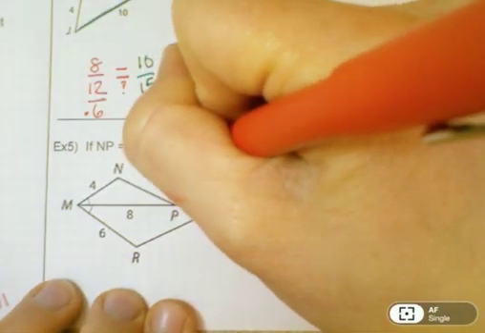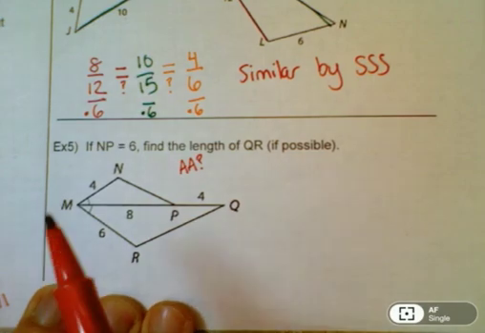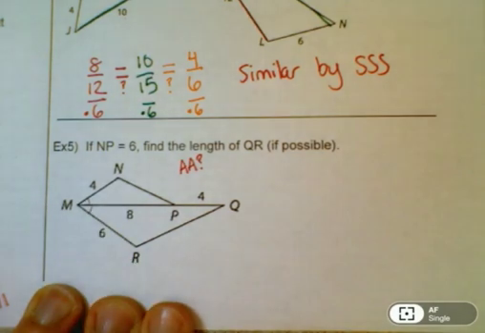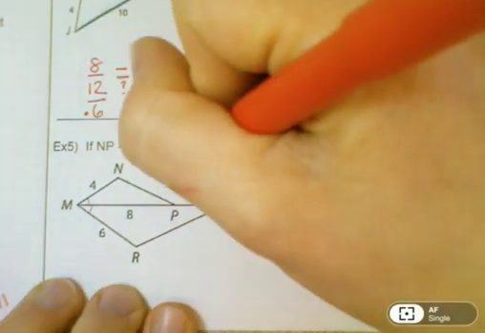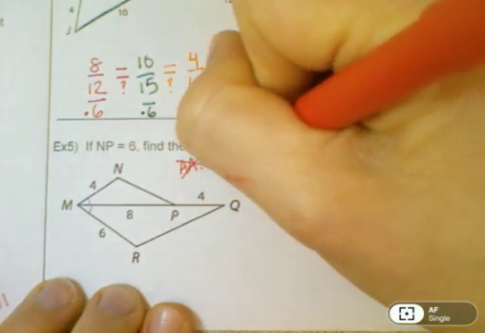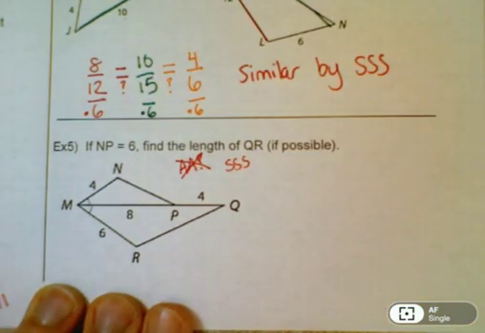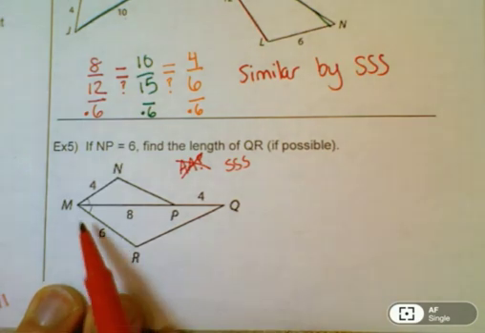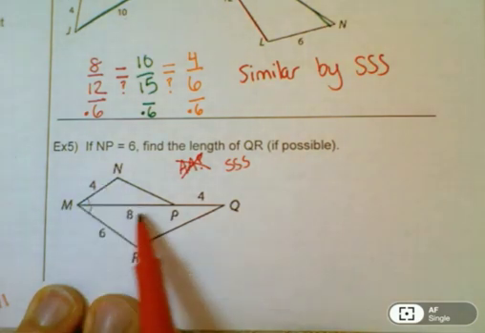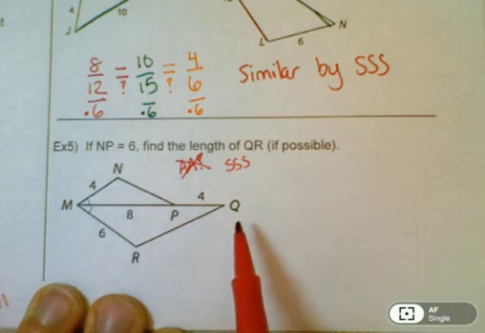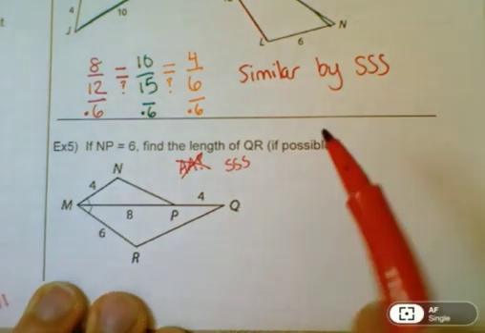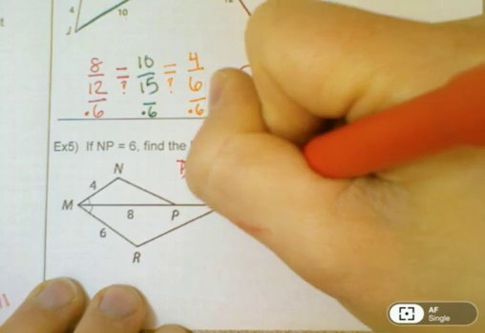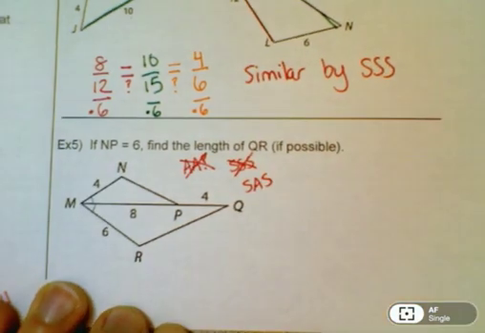Let's check first to see if AA might work. I've got one angle here. That's all the angle information I have. So nope. Side, side, side. Let's check that one. I've got two sides here and two sides here, so that's not going to cut it. I don't have a third side. So let's check side, angle, side, and see if that might work.